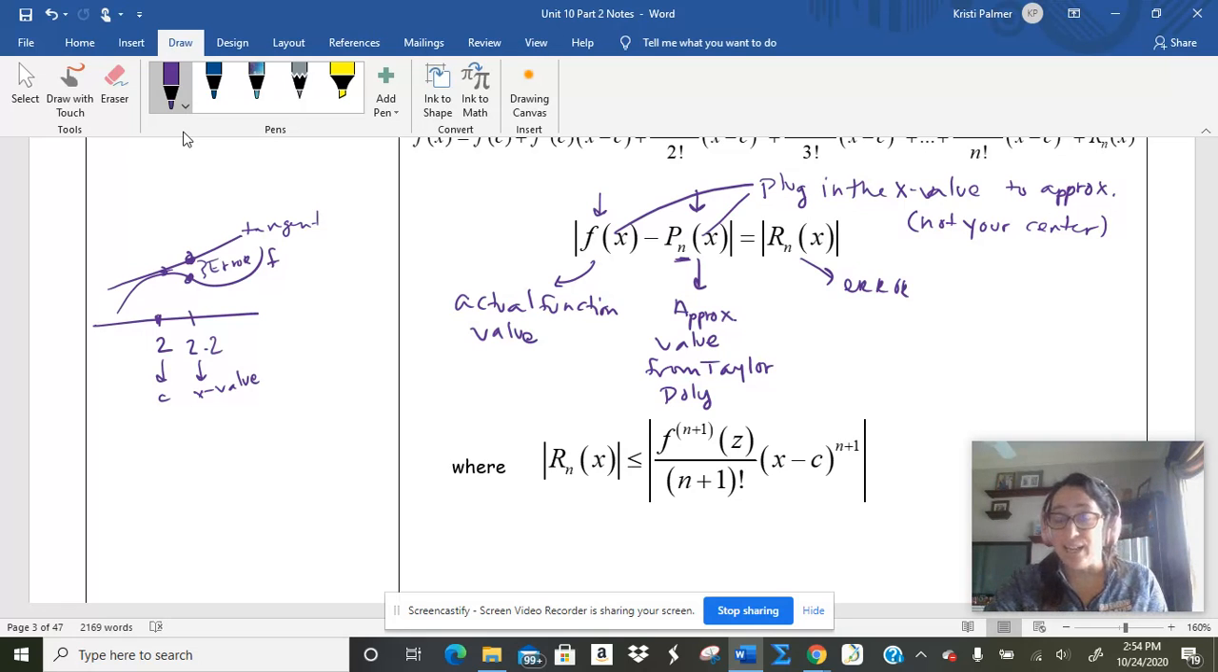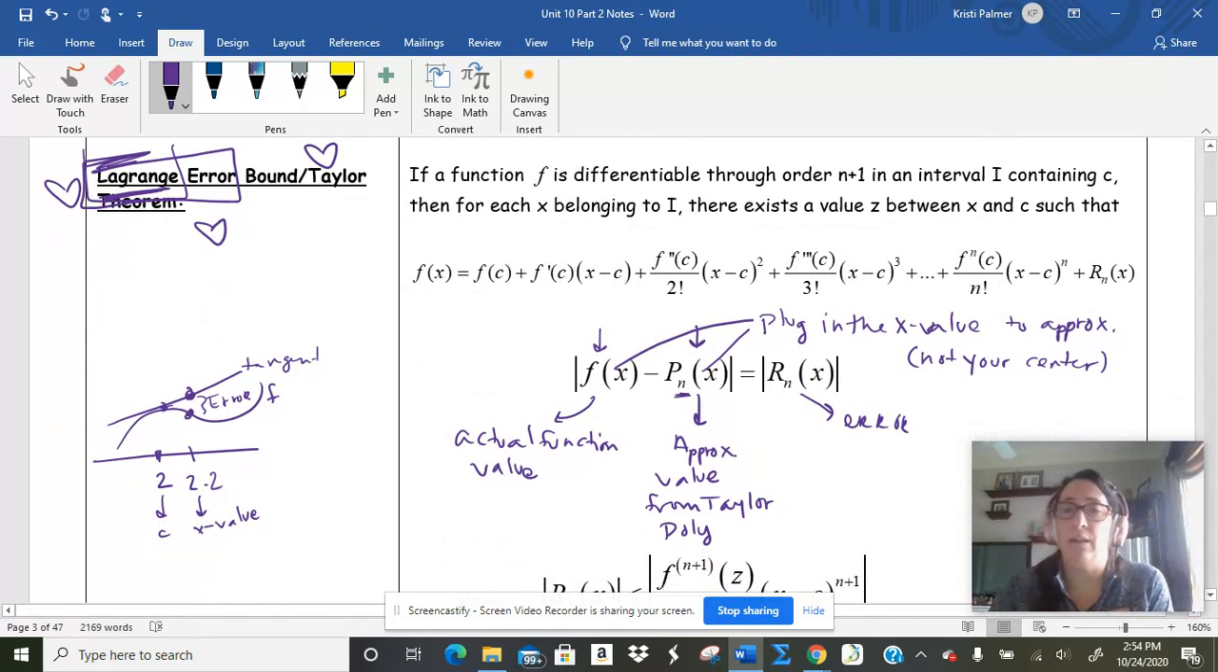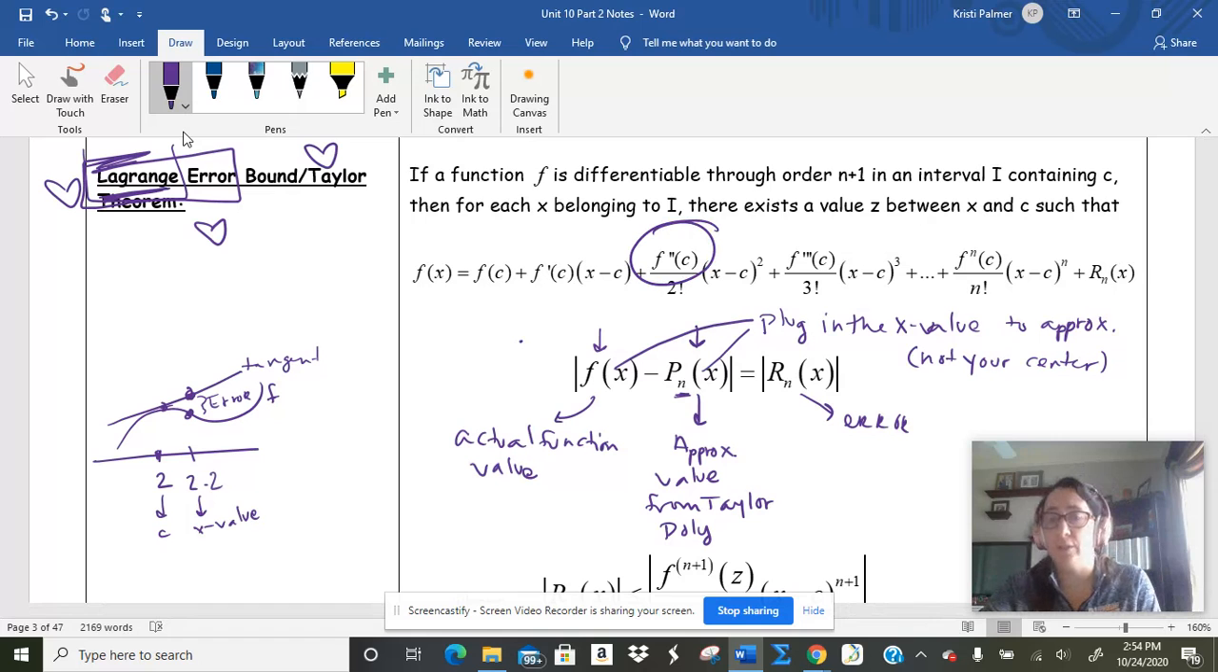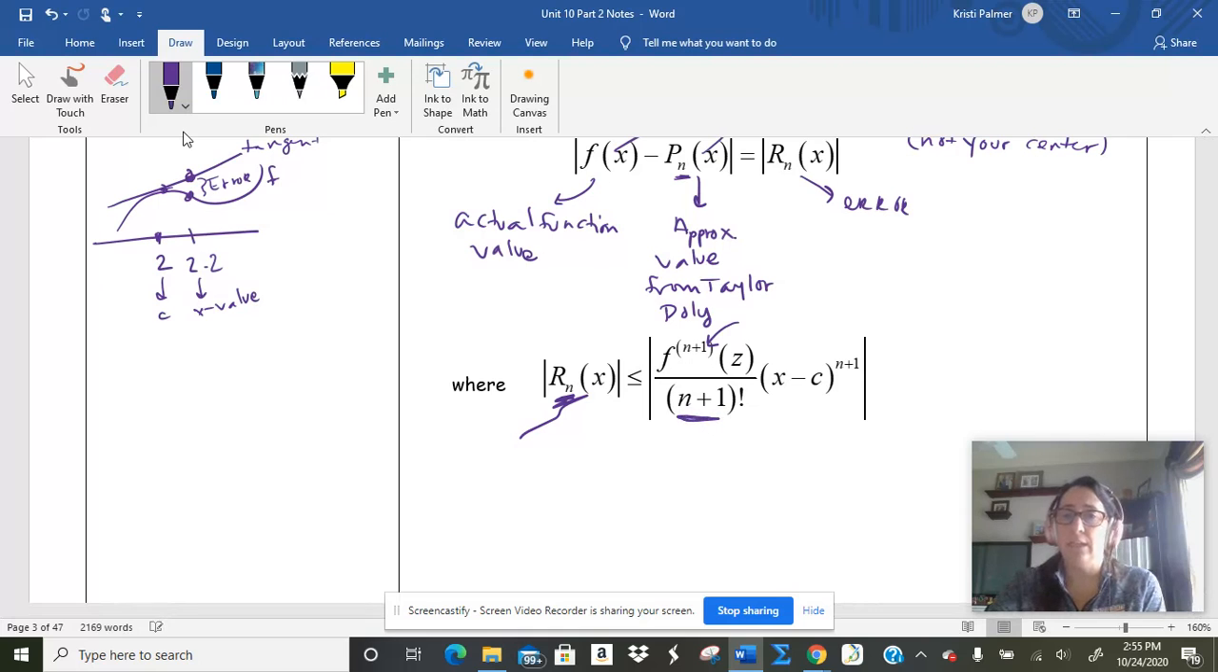So what is that error? Well, in the alternating series, we said that the error is less than or equal to the next term. So in this case, our next term is the next n value. If we were at the second degree, then we'd have to go to the third. If we were at the third, we'd have to go to the fourth. And so that's what this is saying. If we are at that n in general, then I have to go to the next derivative, the next factorial, and the next power.